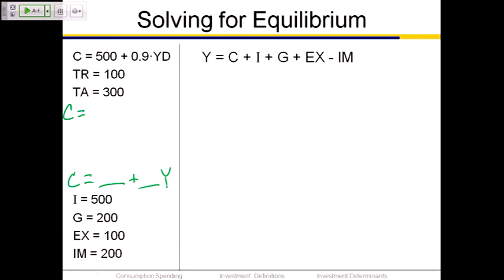Go for it. Take a stab at it. Figure out what you got. If you're not quite sure where to start, ask the person next to you. See if they know what you're supposed to do to simplify the consumption function.